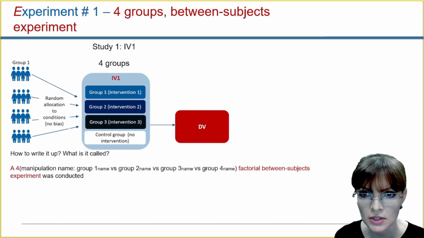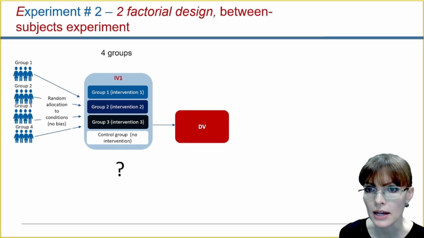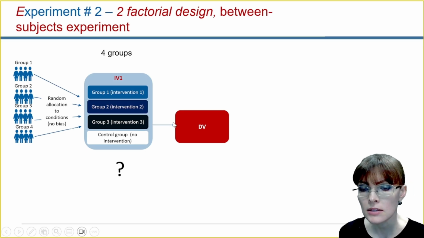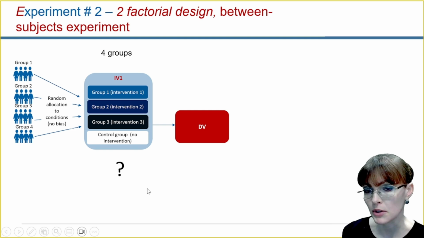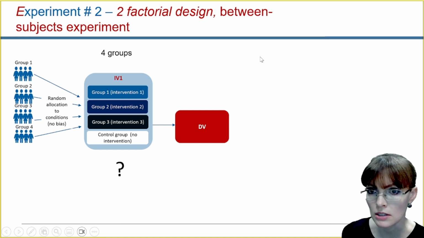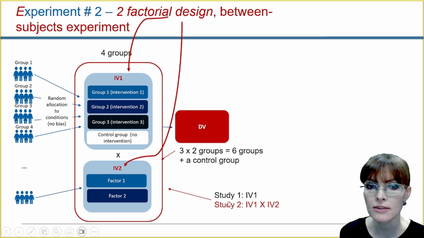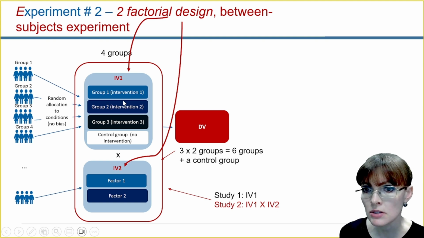Let's make it more interesting now, and let's move into a 2 factorial design experiment. And 2 factorial, as the name suggests, means that there is a second independent variable that we are manipulating. That's why I have this question mark here. And I'm sticking still with the between subject experiment. So now we are going to a more complex design where I have already carried out study 1.